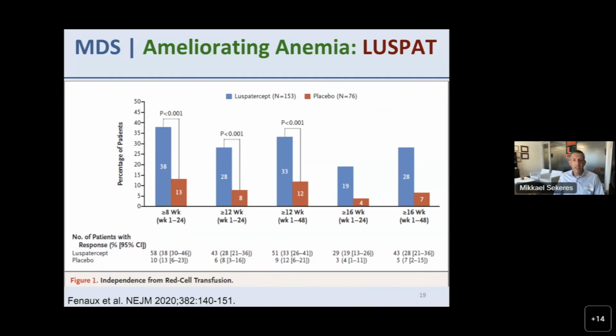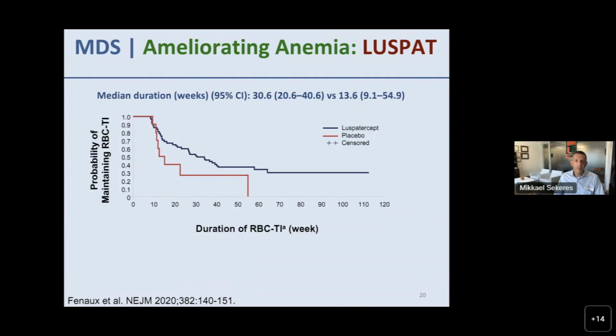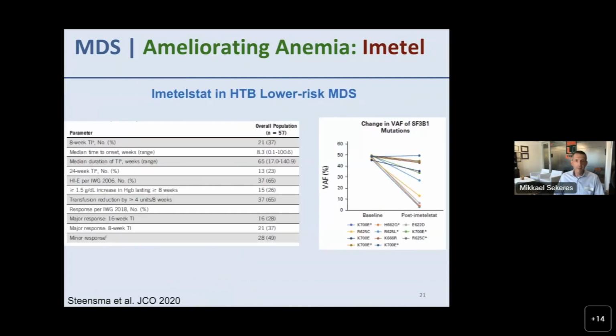There does seem to be some specific responsiveness in patients who have SF3B1 mutations or its morphologic counterpart, ring sideroblasts, to luspatercept, and the median duration of response was about 31 weeks. So SF3B1 mutations in and of themselves can be a reason to start a drug like luspatercept in patients who are anemic. Now, this is a trial of the drug imetelstat, which is a telomerase inhibitor.